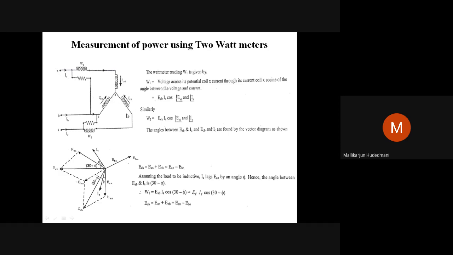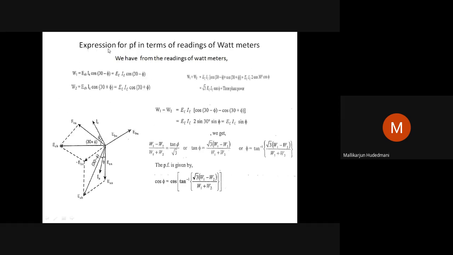That is called expression for the power factor of the load in terms of readings of wattmeter. Given your readings of wattmeter, can you calculate the power factor of the load? Is it resistive load, inductive load, capacitive load? Is it 0.5? Is it 0.8? Is it 0.9? Are you able to calculate? Yes, that's what we are trying to do. Expression for the power factor in terms of readings of wattmeter.